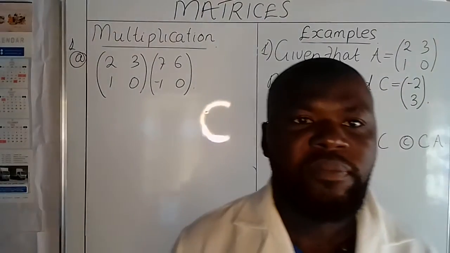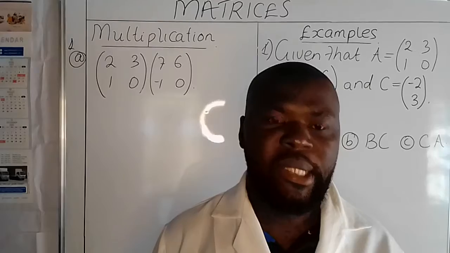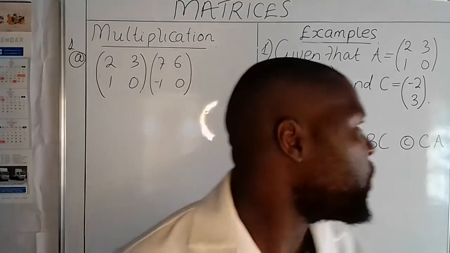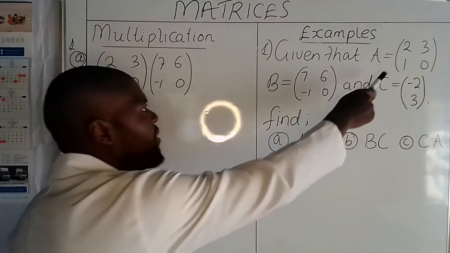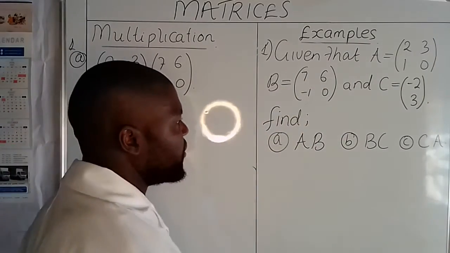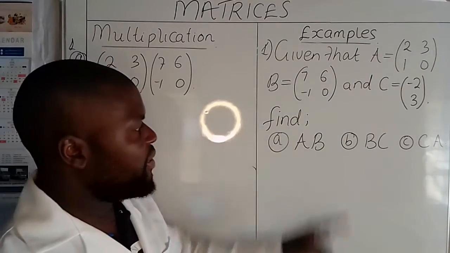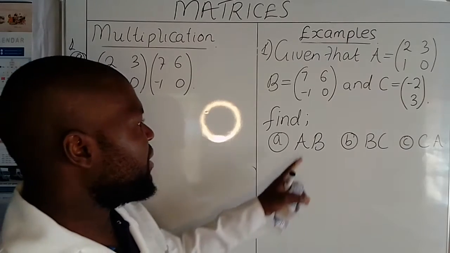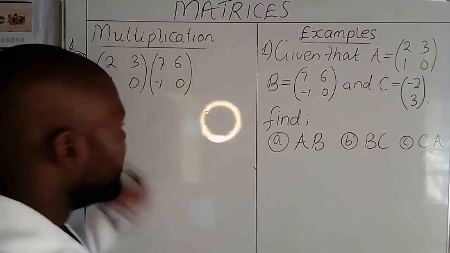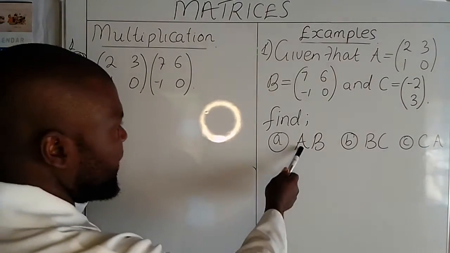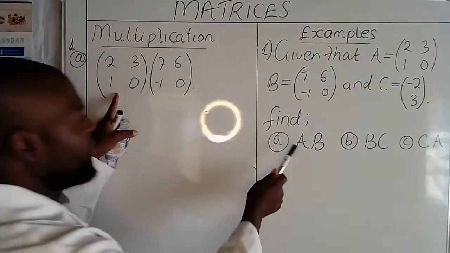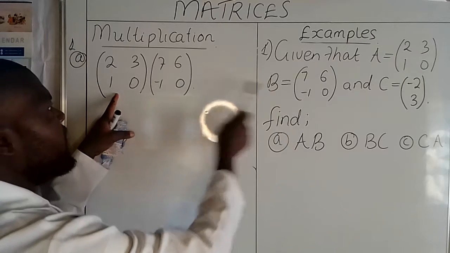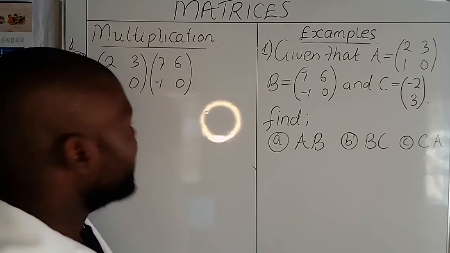Welcome back. We are multiplying matrices. So we have examples on the board. Given that A is that matrix, B this one, and C this one, find AB. So we need to multiply matrix A by matrix B. Matrix A is this one, and matrix B is this one, which we have written here.